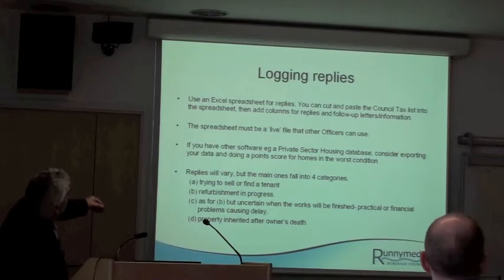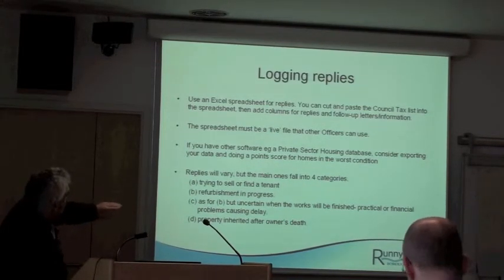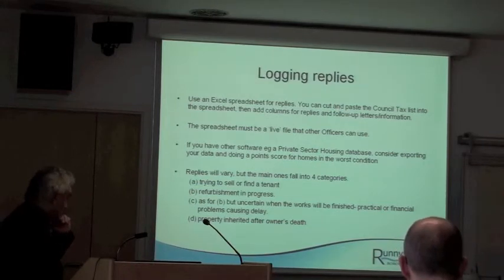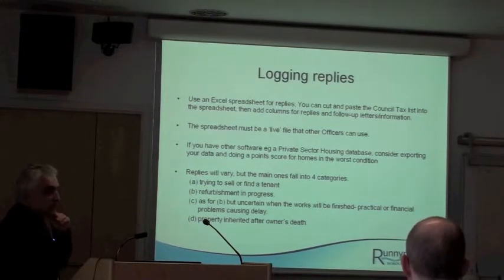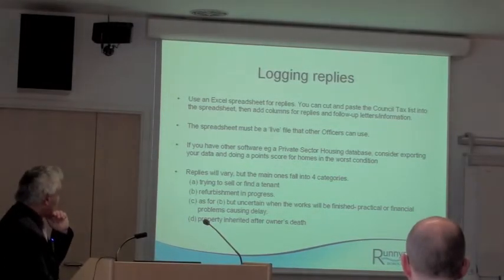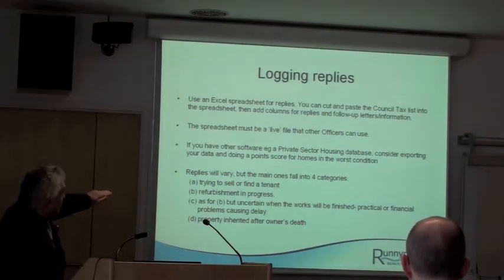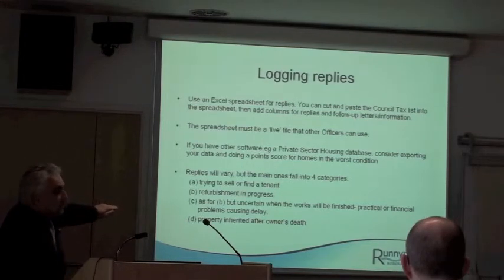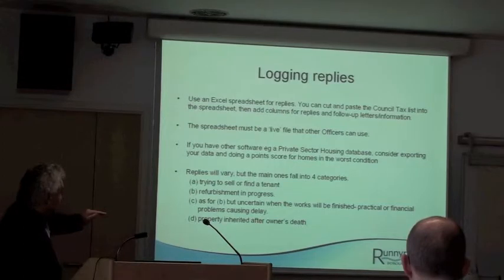Okay, so the replies fall into four main groups. People will tell you that they're trying to sell the property or find a tenant, and you should be able to tell if it's fairly easy to sell properties in the area, if they're really trying to do that or find a tenant, or whether that's a smoke screen. A lot of people will tell you they're actually doing refurbishment, and those are often the people with the Class A exemptions or discounts.